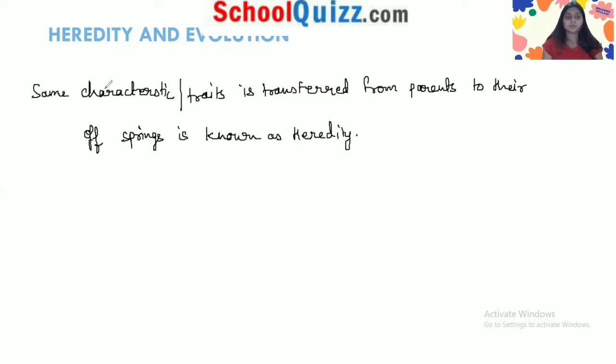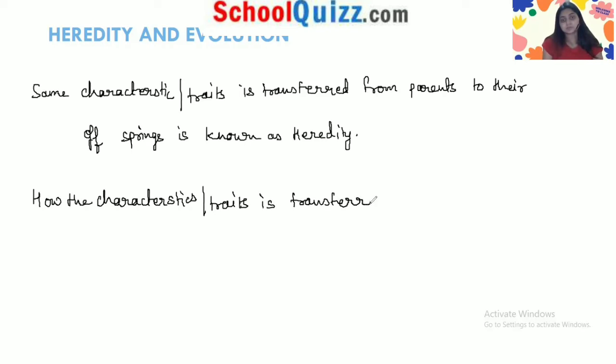Now the question is how the characteristics and traits are transferred from one generation to another generation, or you can say from parents to their offspring. Okay, so the question is how the characteristics, or you can say traits, are transferred. So let's see.